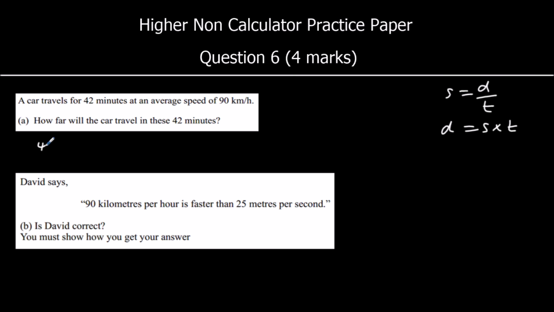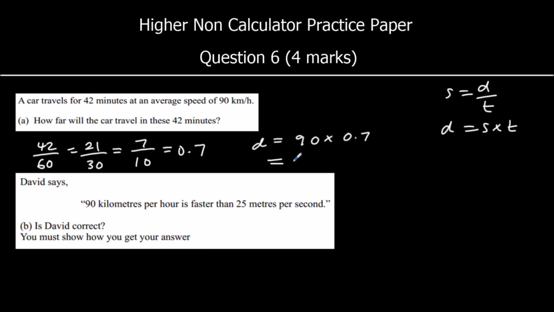So 42 minutes is 42 sixtieths of an hour, which is 21 thirtieths, divided by 3, 7/10, 0.7. So the distance is speed times time, 90 times 0.7. That's the same as 9 times 7, which is 63 kilometers.